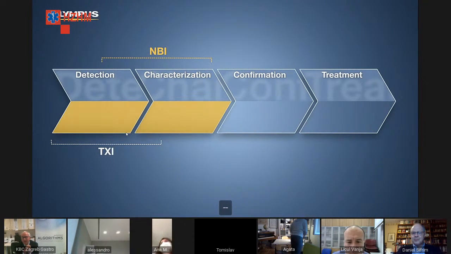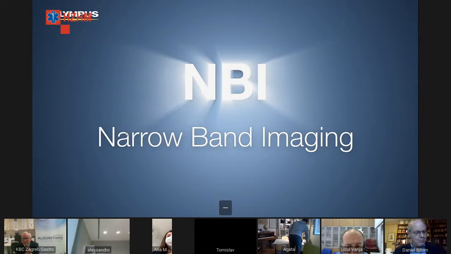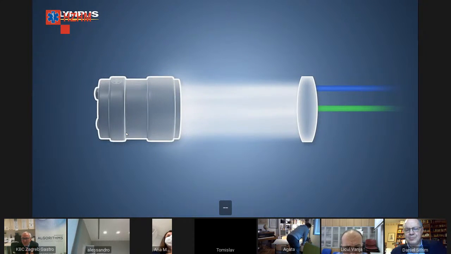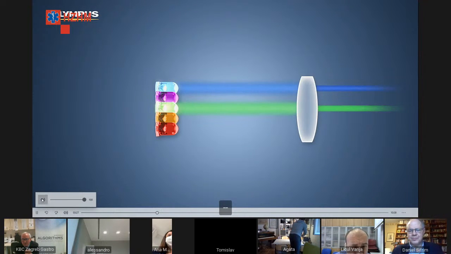Observations, NBI enhances the visibility of superficial vessels. NBI stands for narrow band imaging. In contrast to the previous series, XVII, NBI uses LED illumination.